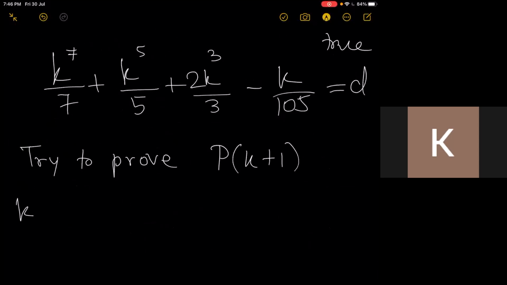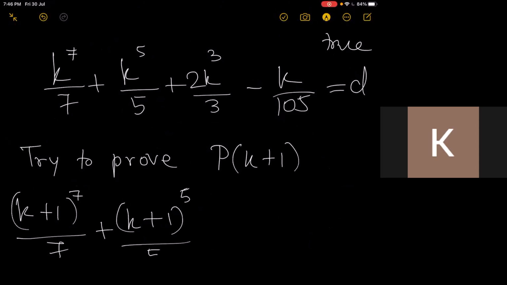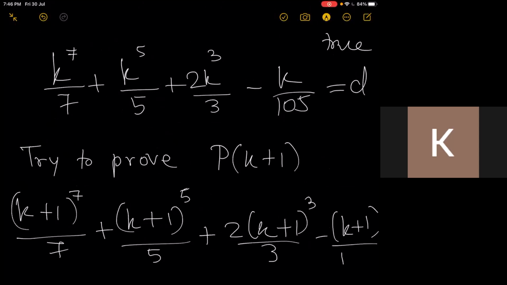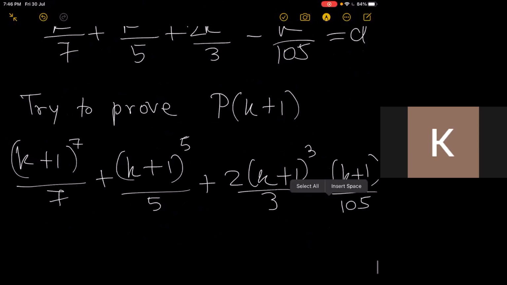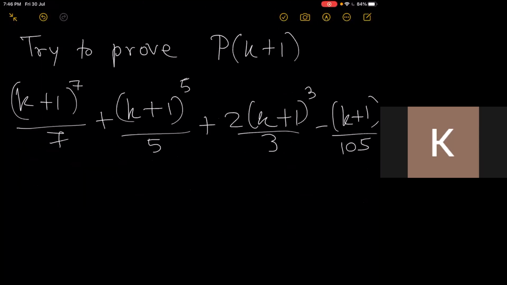So what is Pk plus 1? What is the LHS? (k plus 1) to the power 7 by 7 plus (k plus 1) to the power 5 by 5 plus 2 into (k plus 1) cubed by 3 minus (k plus 1) by 105. Okay. Someone please expand this.